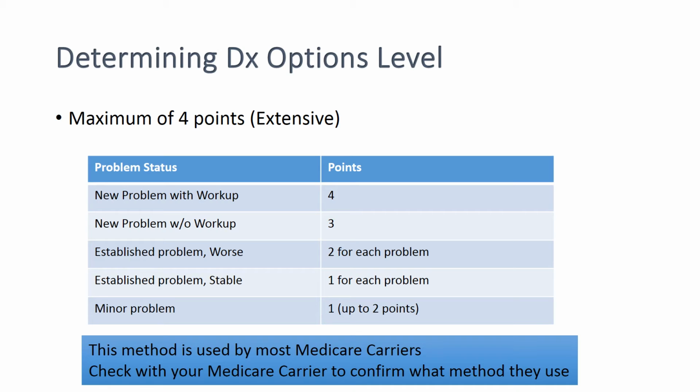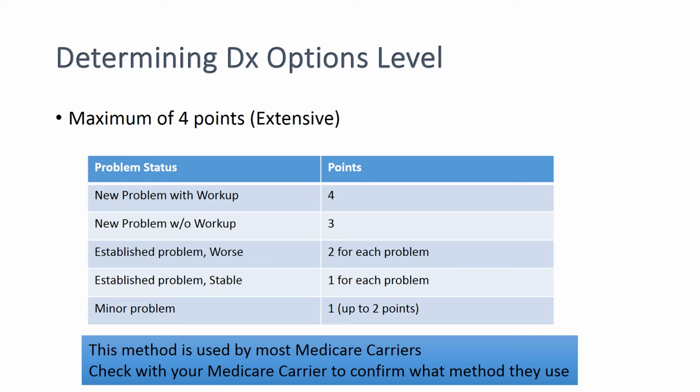For determining the diagnostic options level, they allow you to earn a maximum of 4 points. So a new problem with a workup gives you 4 points. A new problem without workup is equal to 3 points. An established problem that's worse, 2 points for each problem. So if someone comes in with uncontrolled diabetes that's established and established uncontrolled hypertension, you would get 2 points for each problem for a maximum of 4.